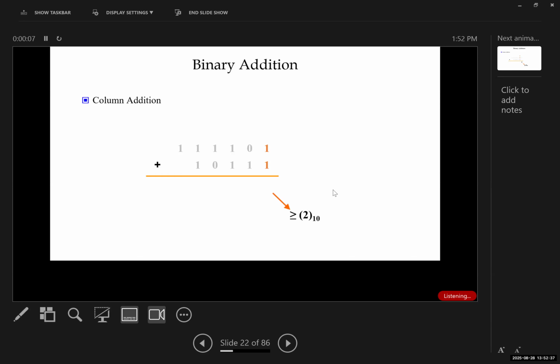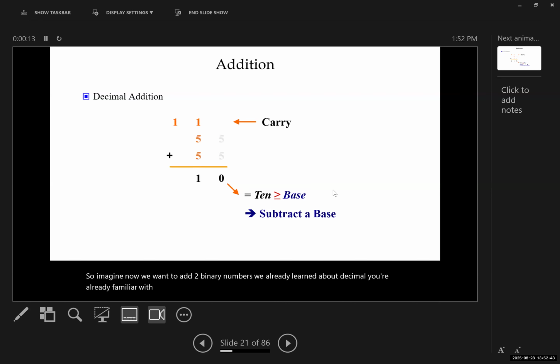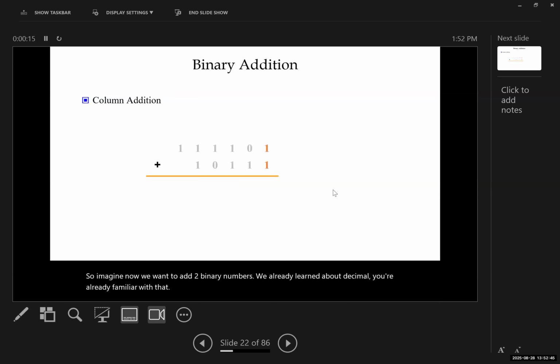So imagine now we want to add two binary numbers. We already learned about decimals. You're already familiar with that and how a carry works. Now let's add two binary numbers together. The first binary number is 1111101, plus 10111.